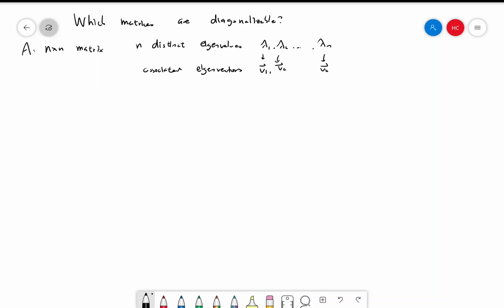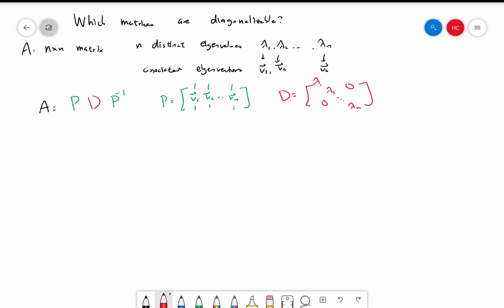Then, based on what we saw before, we can write A as PDP inverse, where P is the matrix with columns being the eigenvectors, and D is the diagonal matrix with diagonals being eigenvalues. Okay.